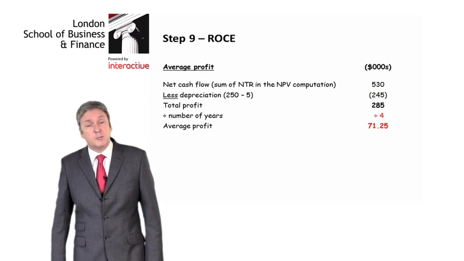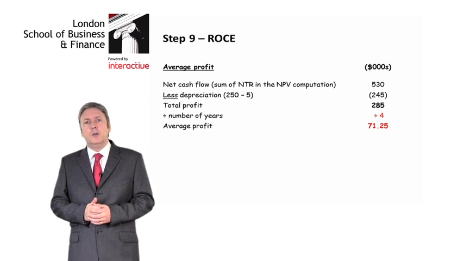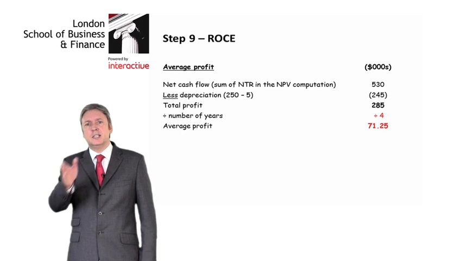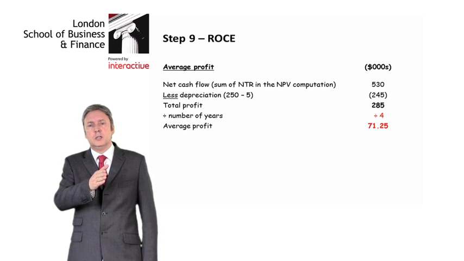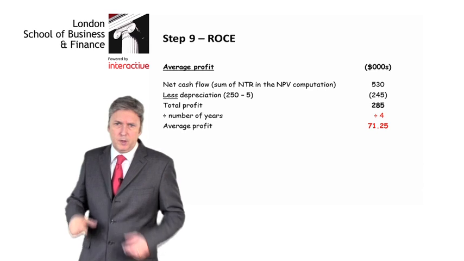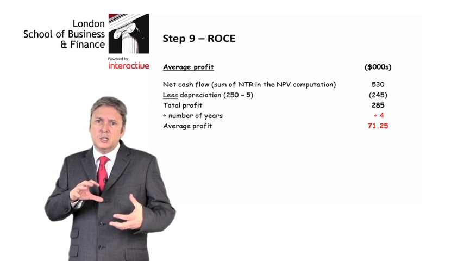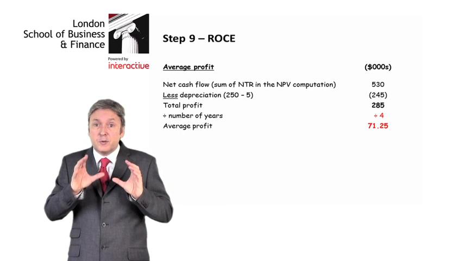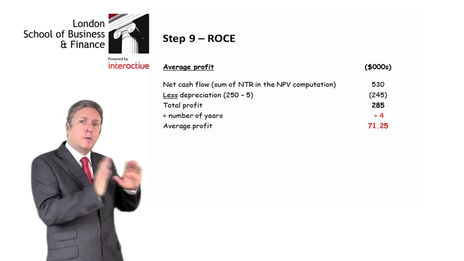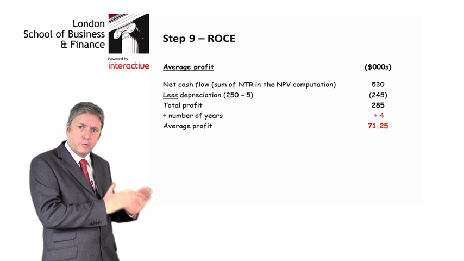We divide it by the number of years and hey presto, we've got what we wanted, the estimated average annual profit. So remember what I said here. What we want to do is we want to start with already analysed information if possible. We don't want to go all the way back to the beginning because that will take us a lot of time.